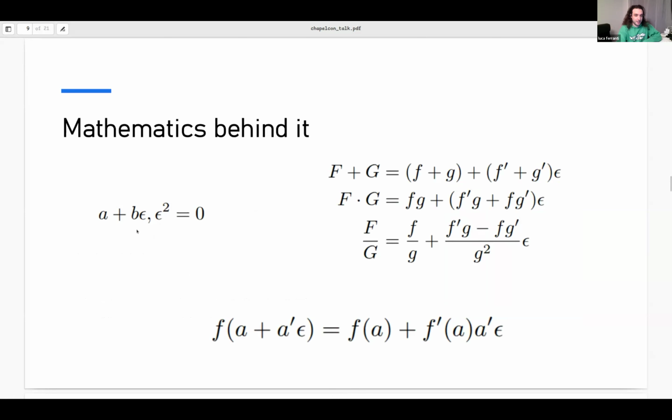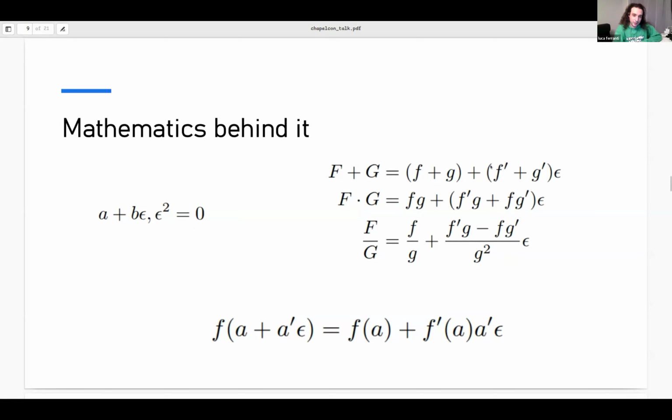Now, if I start with this definition of a dual number, so kind of an imaginary number, but with a dual part epsilon where the square is 0, not minus 1, and I start writing basic algebraic operations on pen and paper, now I focus on the so-called dual part, the coefficient on epsilon.